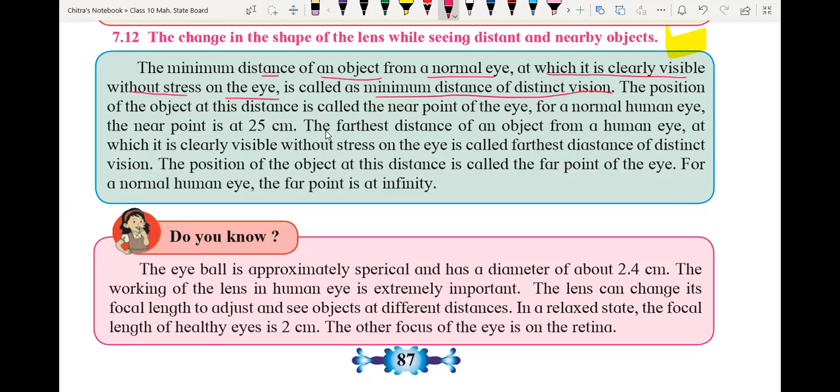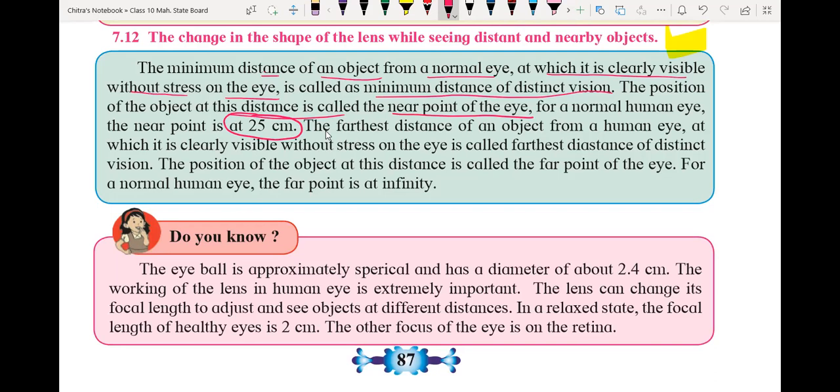The position of the object at that particular distance is called the near point of the eye, and it is about 25 centimeter. Okay, so 25 centimeter is the minimum distance of distinct vision.